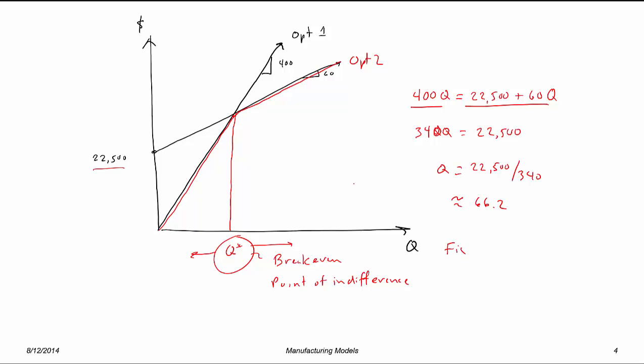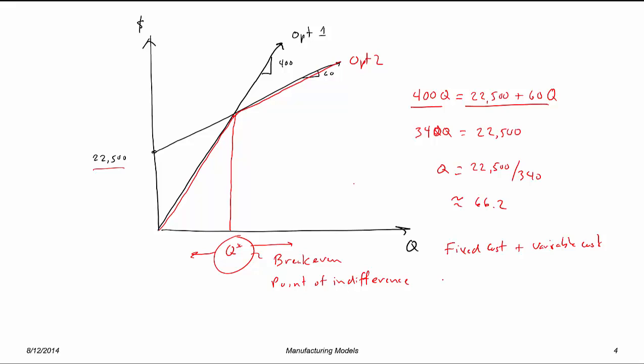fixed cost plus a variable cost, or a per unit cost. And so in option 1, the fixed cost is simply 0 and the variable cost is 400. And for option 2, we have a fixed cost of 22,500 plus a variable cost of 60.